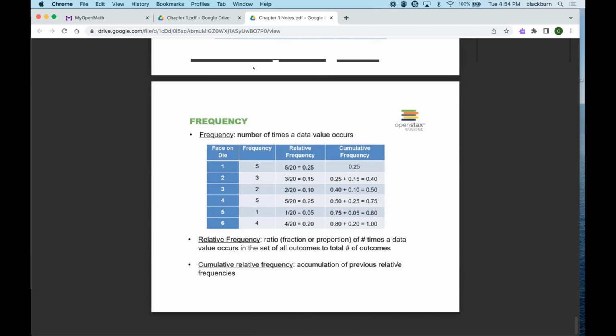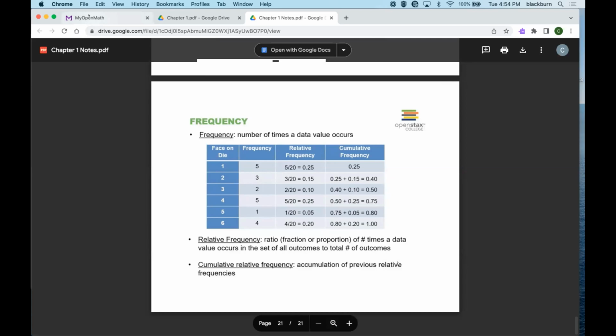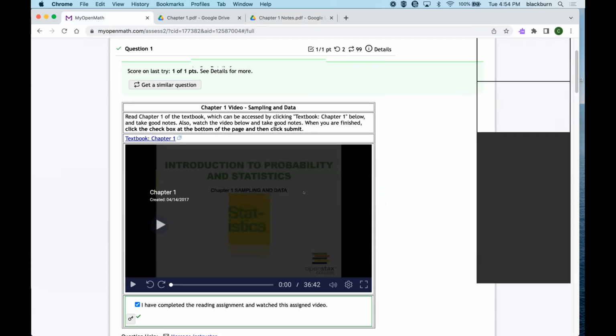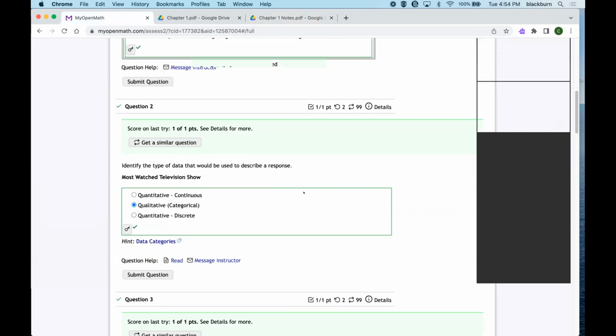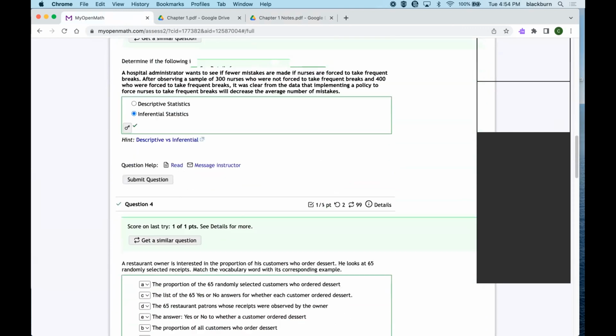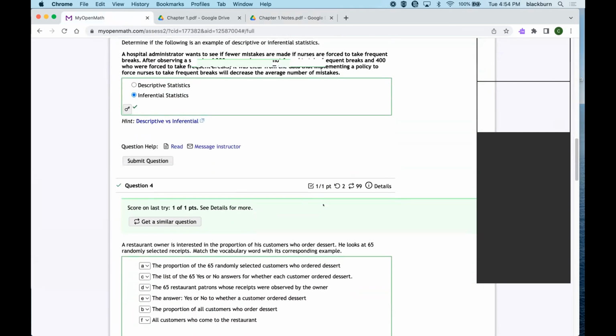All right, so let's see. Some of the My Open Math stuff, for instance. So this is the prep assignment, and I'm doing all the homework along with y'all because I just want to make sure I'm understanding everything, and so I can explain it to you.